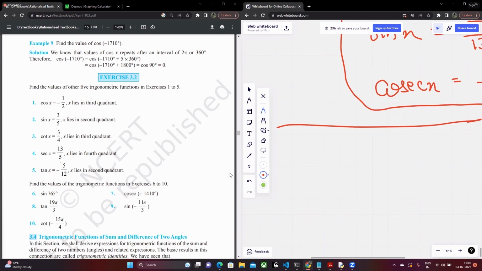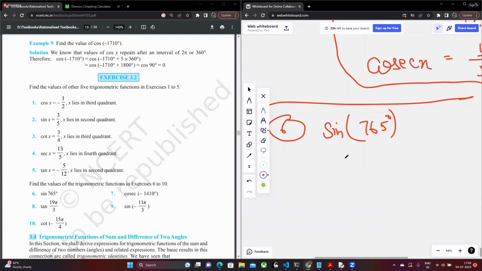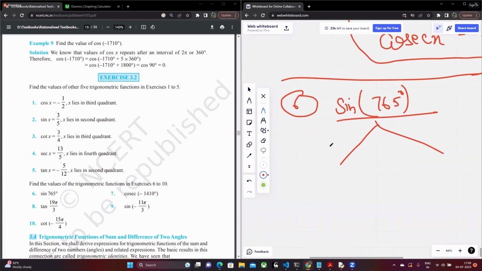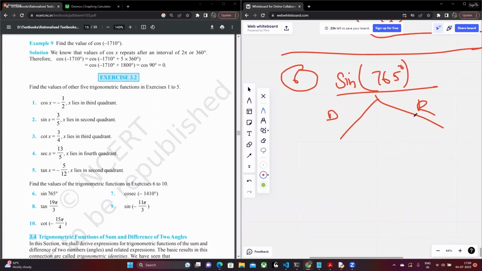Having said that, I'll move to question number 6. Find the values of the trigonometric functions in exercises 6 to 10. Sine of 765 degrees, right? Sine of 765 degrees. Two things. First of all, you can do this in 2 ways, all right? You can basically keep the angle in degrees itself, or convert them to radians and then do it. And both ways are going to yield you the same answer finally. And both ways are going to be the exact same thing in whatever you proceed with. But here you'll just have an extra conversion from degrees to radians.